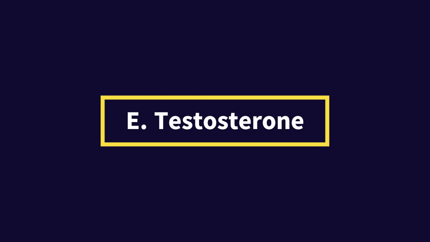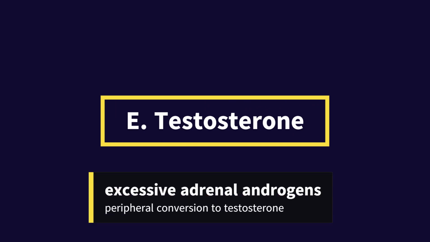Choice E is wrong because this patient's symptoms are the result of excessive production of adrenal androgens, like dehydroepiandrosterone and androstenedione, which can subsequently undergo peripheral conversion to testosterone. Blockade of testosterone alone would not be sufficient to prevent progression of this patient's symptoms, as the androgenic effects of these testosterone precursors would remain unopposed.